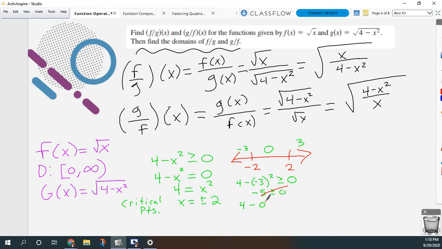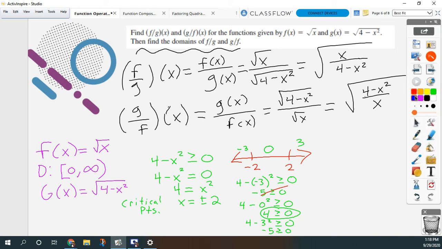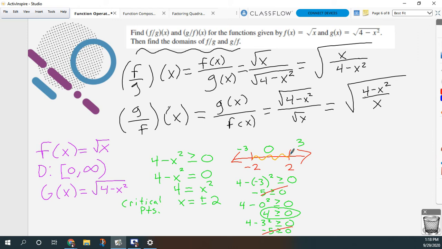So next up, we're going to plug in 0 and evaluate. Notice that we get 4, which is a true statement. And then lastly, we would plug in 3, and that's actually going to give us the same thing that we got when we plugged in -3. So notice that again, we get an untrue statement. So we know that we want to include only the portion of our graph that makes our inequality true. So it's going to be this middle section right here.